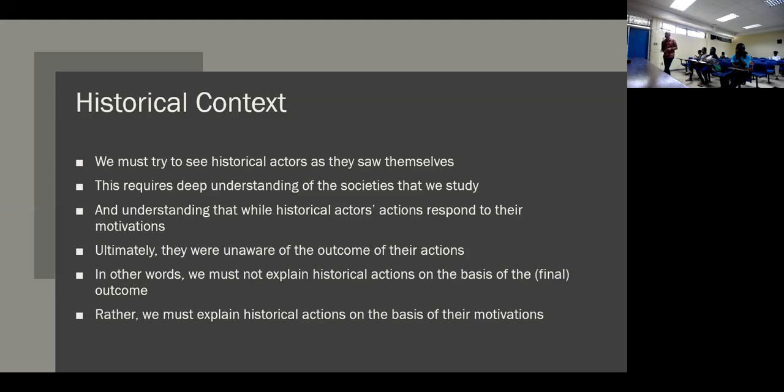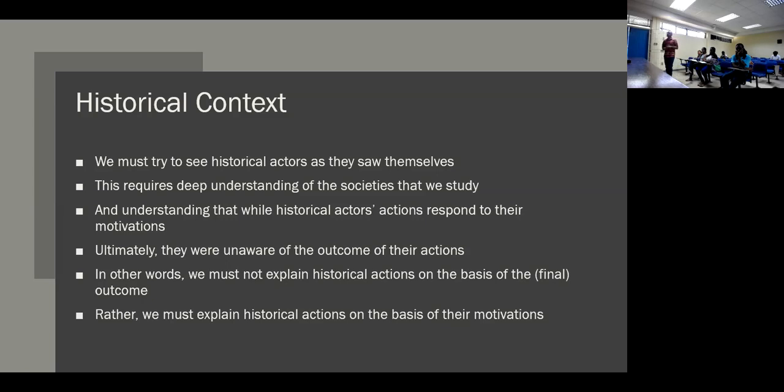We must try to see historical actors as they saw themselves. This requires deep understanding of the societies that we study. What is the culture? What is the religion? What is the worldview? What is the importance of, I don't know, the economy at the time? Those are all things. So it requires a deep understanding of that society. If we try to understand why they're acting in that particular way, we have to have understanding of different factors of what these societies were like. So we can have a better sense of why these actors made or took those decisions.